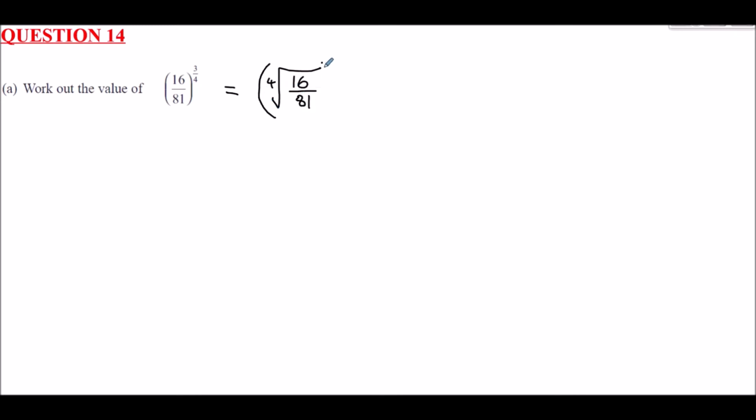And then all of that raised to the power 3. So like I've said, the top number means the overall power, and you can think of the bottom number as the root. So you can think of the fractional power as 2 separate things, a root and a power combined. So before making a number big by doing the power of it, it's probably easier to make the numbers smaller first. So let's try and do the 4th root of 16/81.